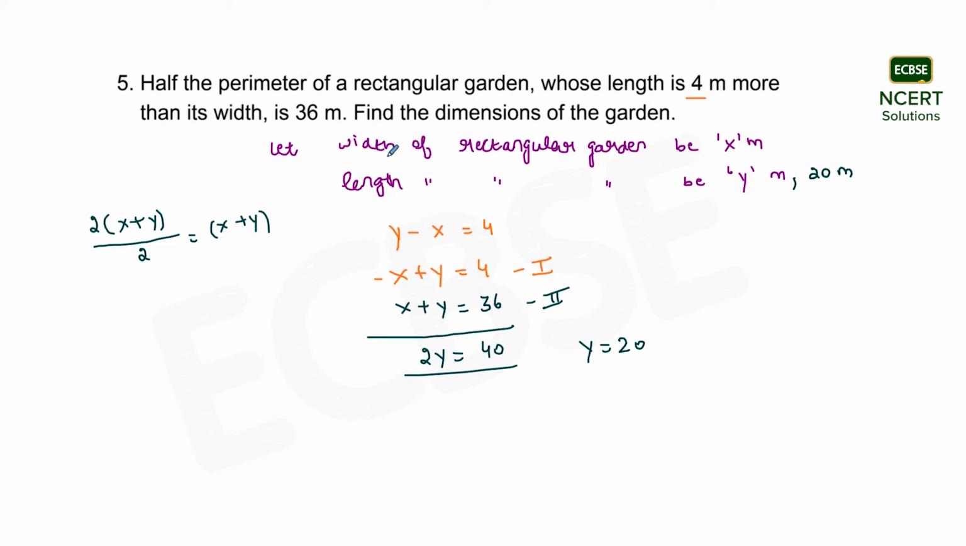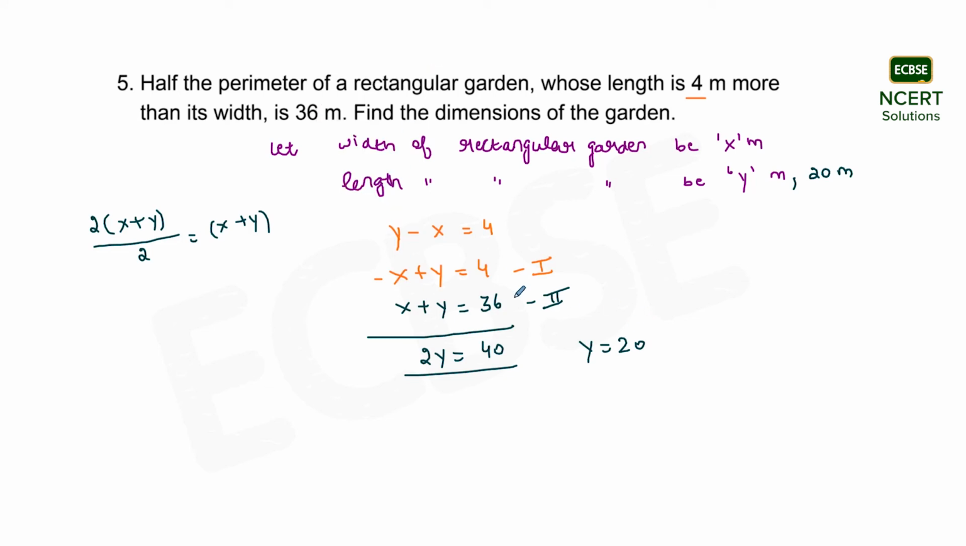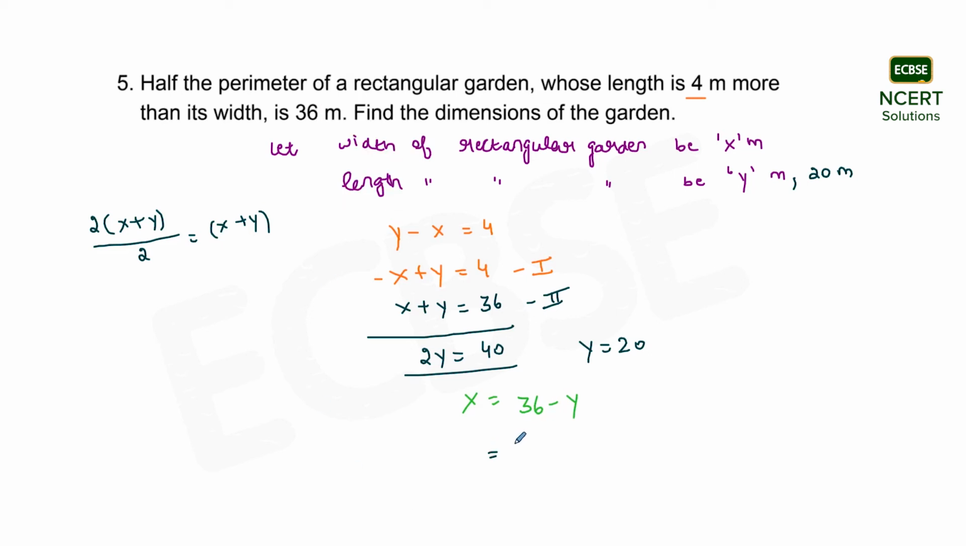Now, in order to get the value for the width of the rectangular garden, substitute this value of y in either the first or second equation. Let me substitute this in, say, the second equation. So, x will be equal to 36 minus y, which is equal to 36 minus 20, which is equal to 16. So, the width of the rectangular garden is 16 meter.